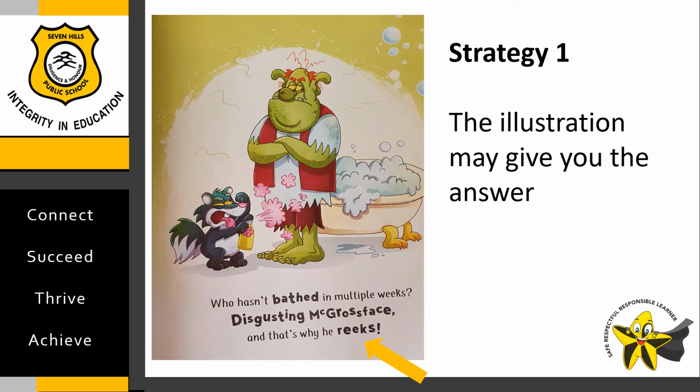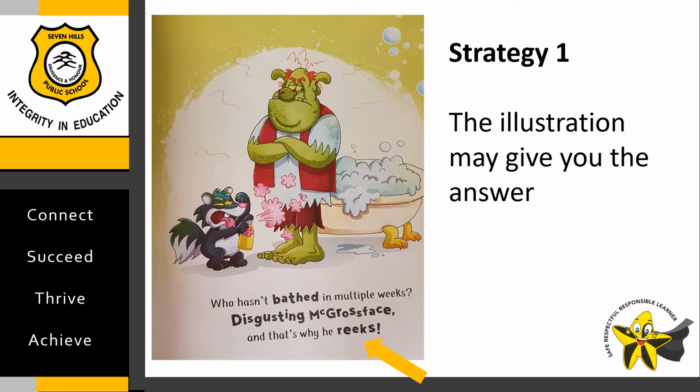So if I look at the image here, I can see that that looks like a skunk. Now we know skunks smell, and even the skunk spraying deodorant on Disgusting McGrossface, he must really pong. He must really smell bad. Now we know from what the text says, he hasn't had a bath in a very long time.